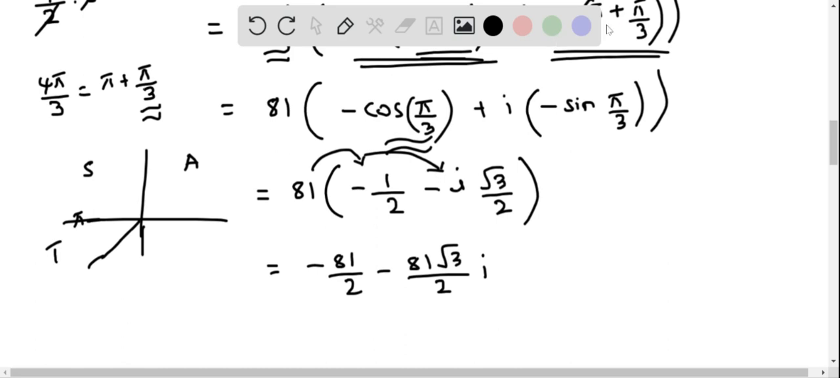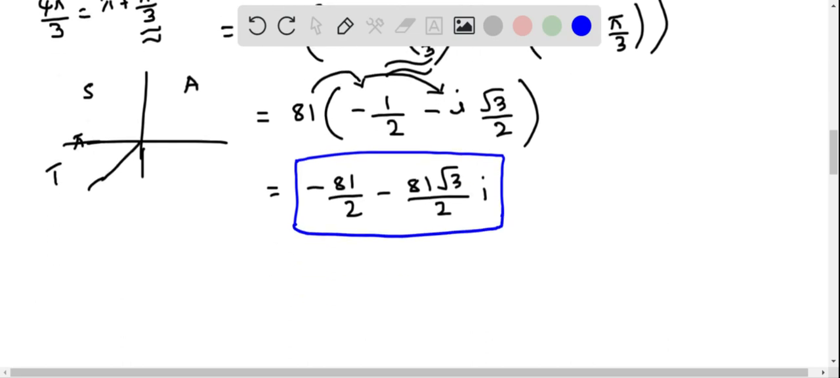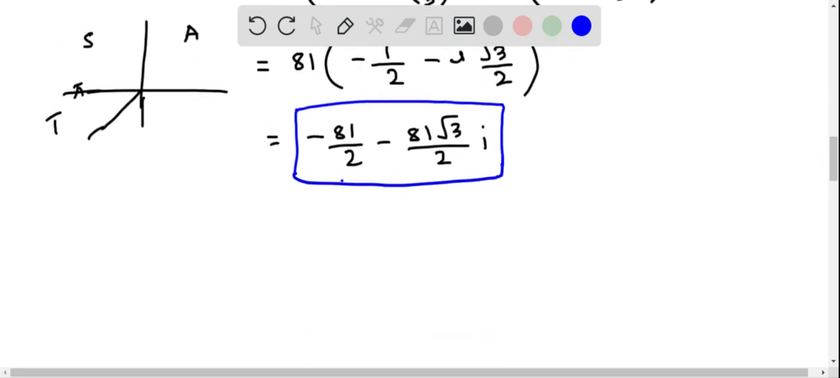And so this is the rectangular form of the complex number expression, where the first term, which is the real part, is x, that is x equals negative 81 over 2, and then the imaginary part y equals negative 81 root 3 over 2.